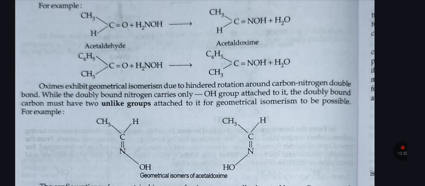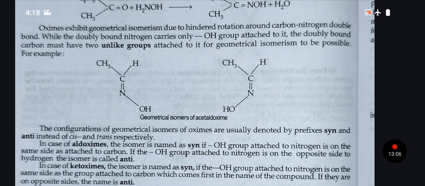The doubly bonded carbon must have two unlike groups attached to it for geometrical isomerism to be possible. For example, these structures give the geometrical isomers of acetaldoxime. The configuration of geometrical isomers of oximes is usually denoted by the prefixes syn and anti instead of cis and trans respectively. In the case of aldoximes, the isomer is named syn if the OH group attached to nitrogen is on the same side as the hydrogen attached to carbon. If the OH group attached to nitrogen is on the opposite side to hydrogen, the isomer is called anti.